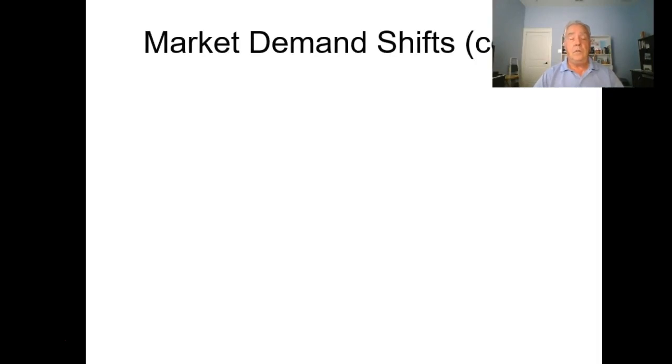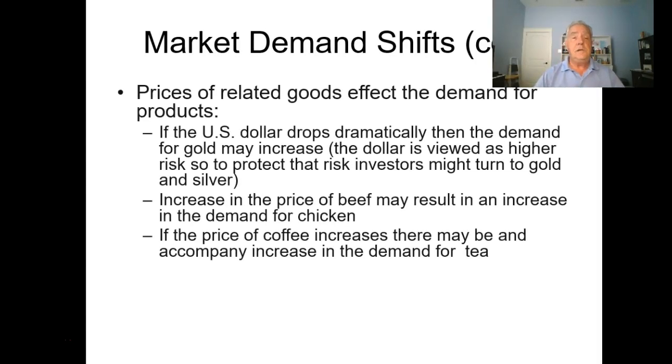Market demand shifts continued. Prices of related goods impact us. For instance, if the dollar drops dramatically on the world market, the price of gold might increase, because what that tells investors worldwide is that the dollar and the U.S. economy may be in trouble, and therefore we should shift our income and our investments to hard assets like gold, silver, and things of that nature.